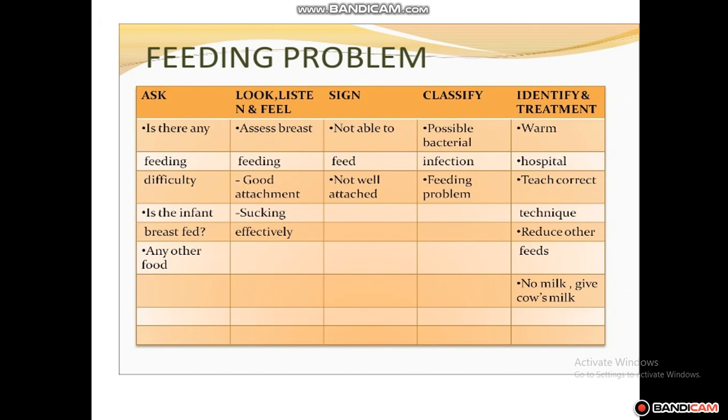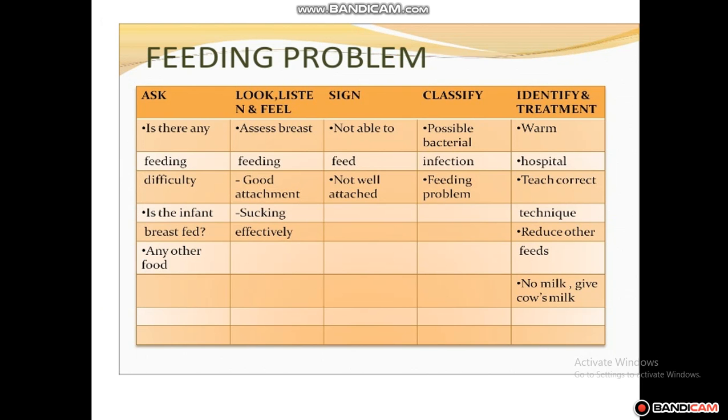Next is about feeding problems. If the child is having feeding difficulty, or if the infant is not breastfed properly, if the child does not have good sucking or good attachment, then there is a chance of possible bacterial infection, or we can say it is a feeding problem. Then the child has to be taken to the hospital. Teach the mother the correct technique of how to feed the baby.